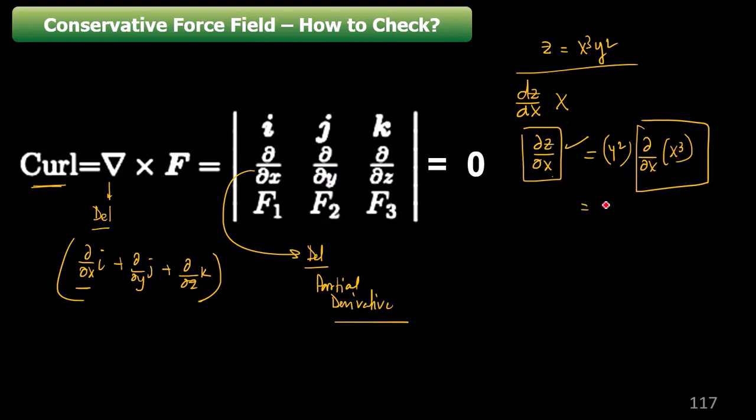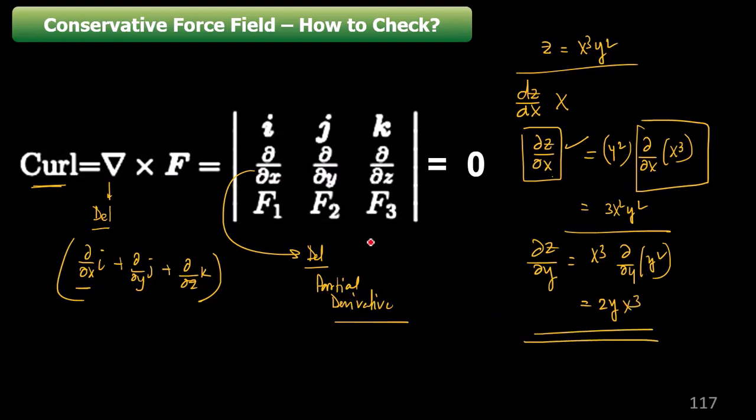So your answer should be 3x square y. Now if I want to calculate del z del y, x cube is common. So del y of y square, that means 2y. So this is 2y x.